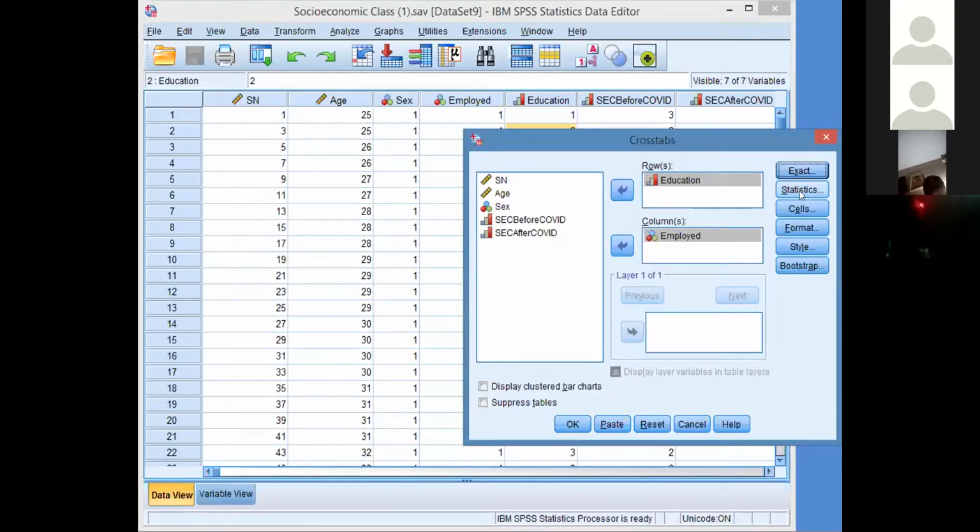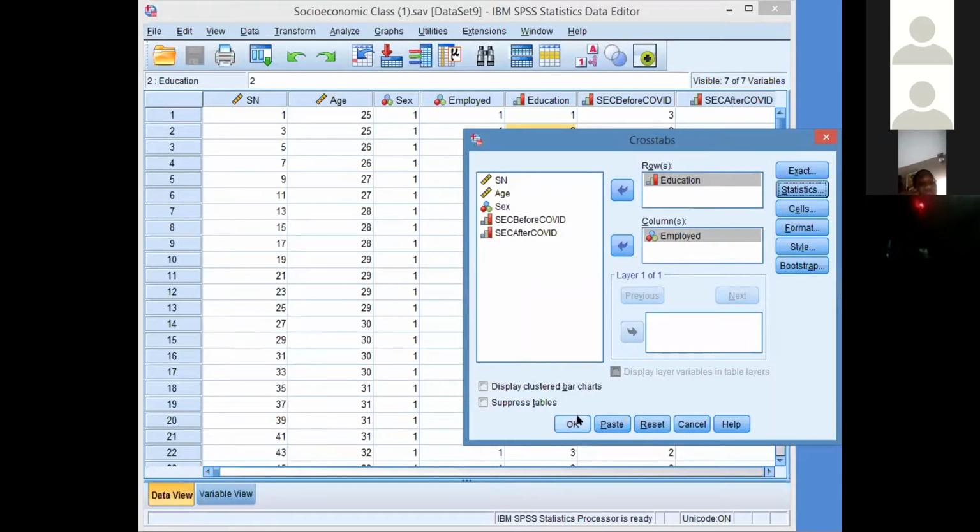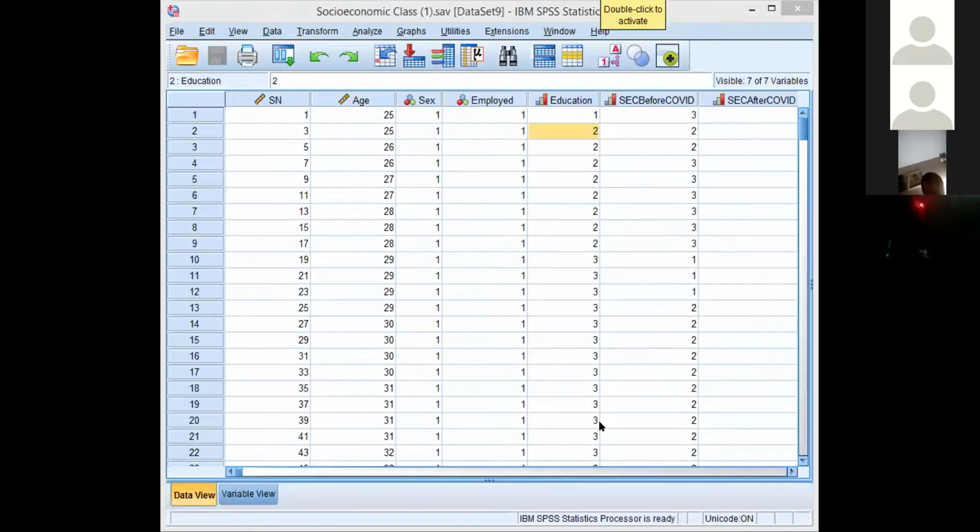Then click on Statistics. I think everybody is following, because I'll share the video with you. You go back and click here, chi-square, continue. Then go to Cells. Sorry, okay, no problem. Don't worry. Just share the result with us. Because in the cells, that's where you click the expected and the row percentages.